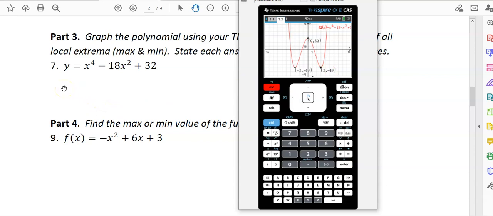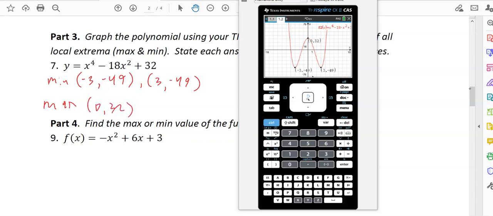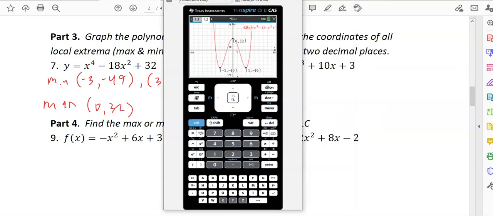So find the minimums, and so you would just write down the ordered pairs there. The minimums would be at the relative minimums or the local minimums. And 3, -49. And then the max, the local max or the relative max would be at 0, 32. And you do that same thing for the next function here.